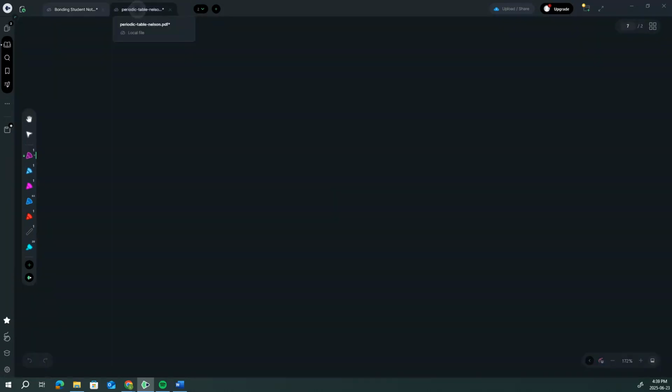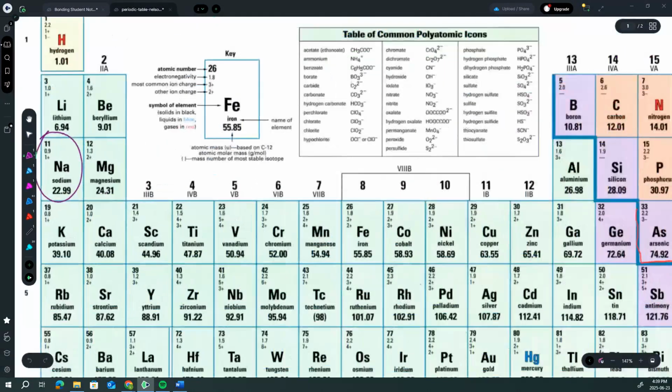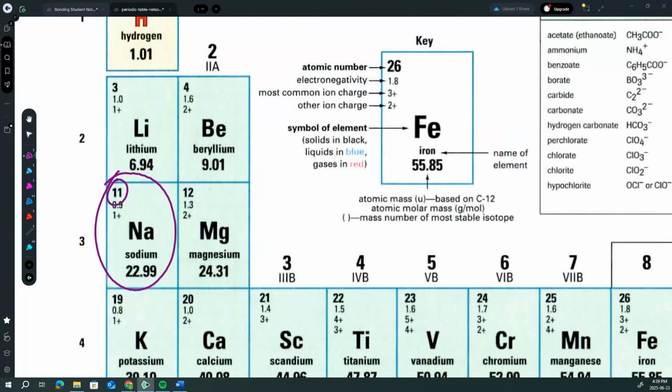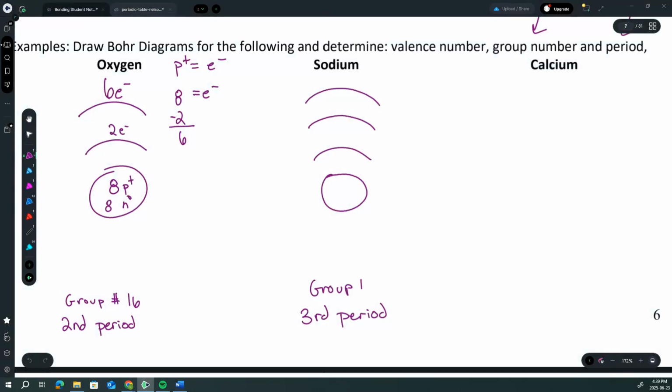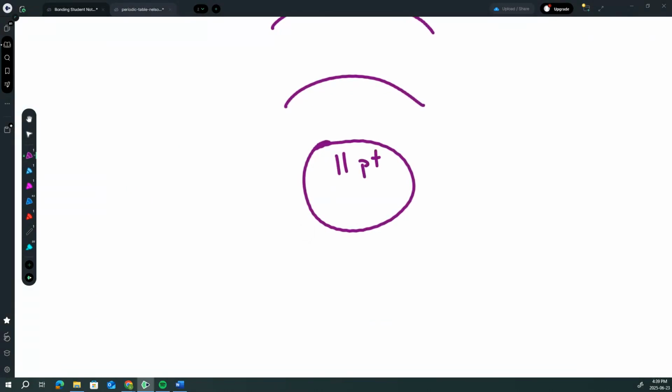All right, so let's go back here. So sodium, the atomic number, there's 11 protons. The atomic number represents the amount of protons. And then for the amount of neutrons, I'm going to round the atomic mass, 23, to the nearest whole number, and then subtract the amount of protons. That's going to give me 12 neutrons. So 11 protons, 12 neutrons.